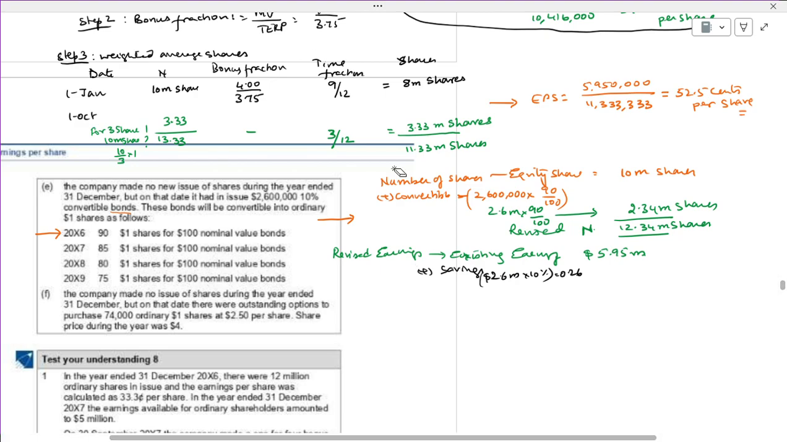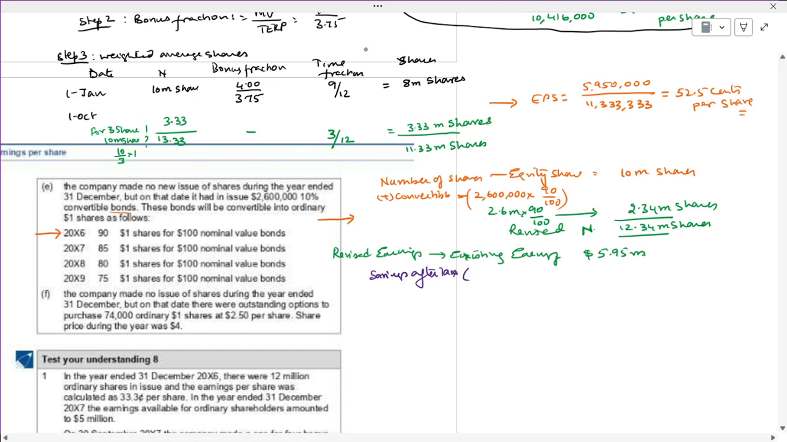Otherwise, you can take it like this. I will show you a shortcut. If you are comfortable, you have to tell me. Say you put it like this: savings after tax. See the thing: savings is $2.6 million, 2.6 million into 10%.